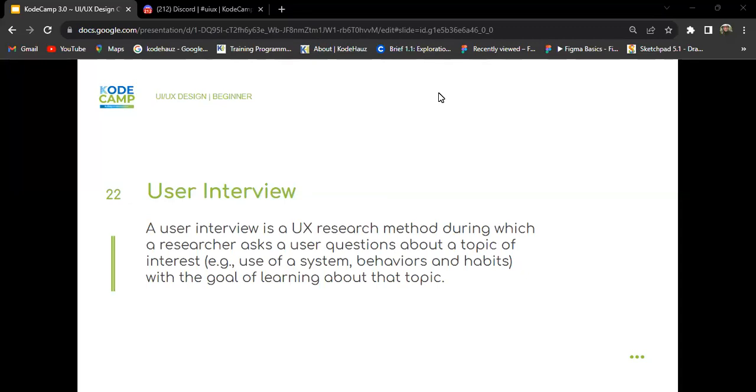They could tell you, okay, this product is hard to navigate through. I think that you should change the color. I think that this could be better. They'll give you feedback for improvement. That's what a user interview does.